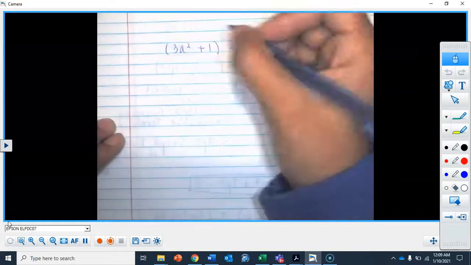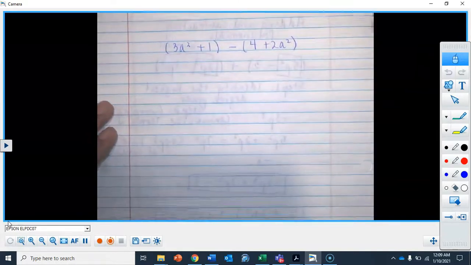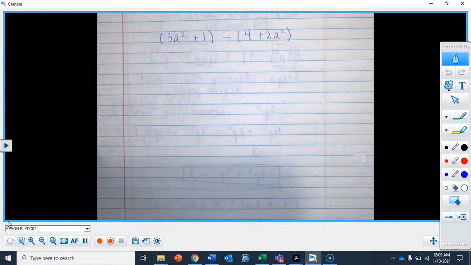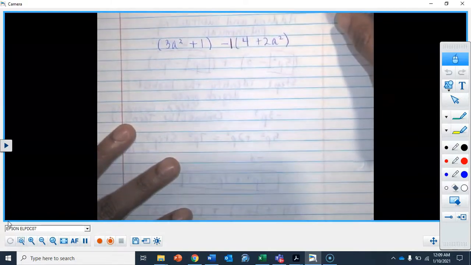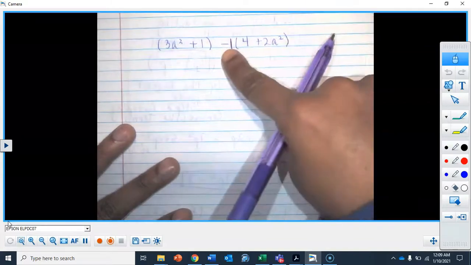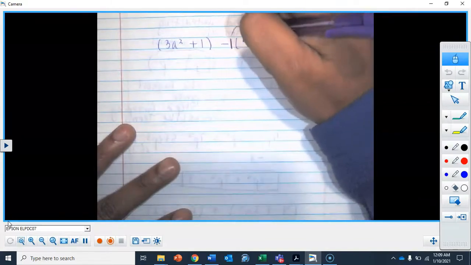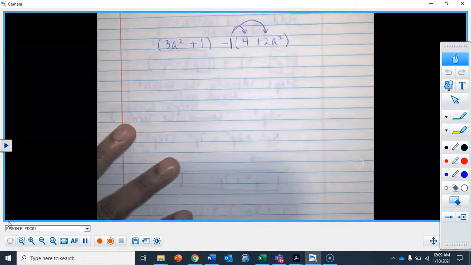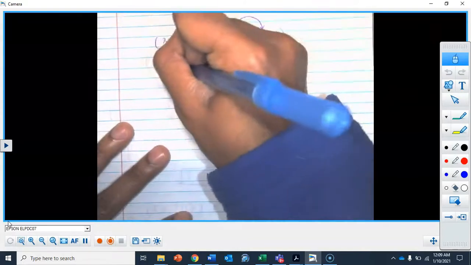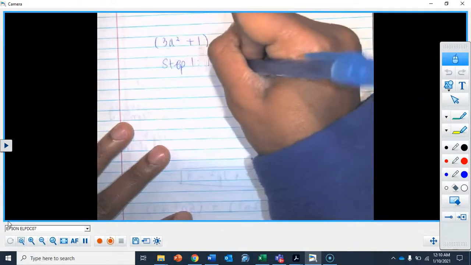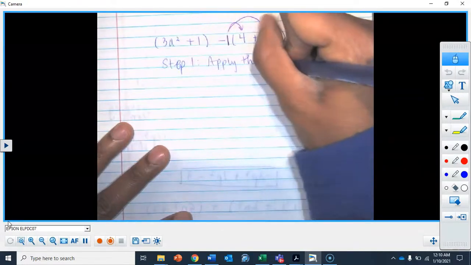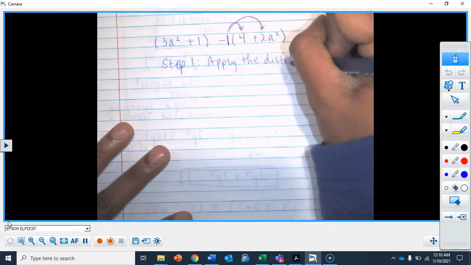So again, step 1 is, now this one's different because we're doing subtraction. So I'm going to use another color for a second. Remember the first step when you're doing subtraction, you have to put that 1 in front of the parentheses, okay? Again, this is a negative 1, so we have to apply the distributive property. So let's outline our steps. So step 1, that's an E. Step 1, apply the distributive property.